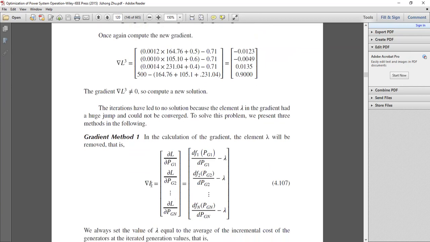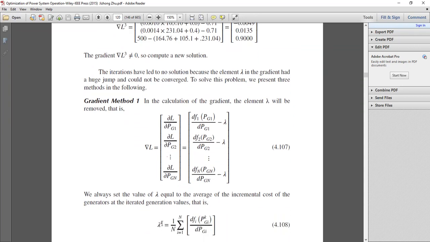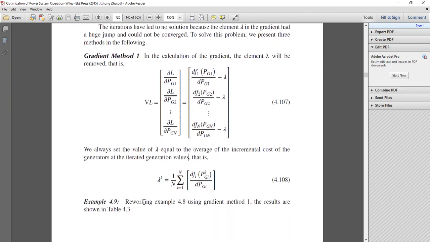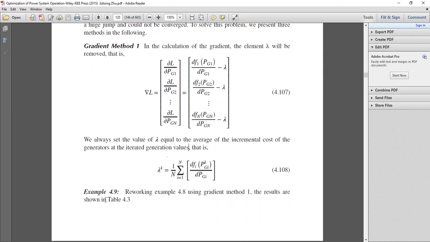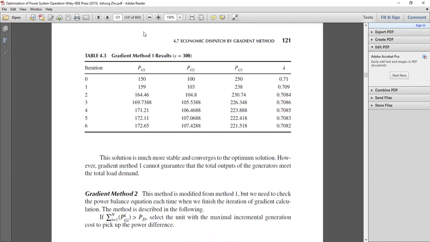So they are taking only n number of entries of del L, and the lambda is updated. You see lambda k, where k is the iteration number. Here dfi over dpgi has to be calculated at pgi k, and then they are dividing it by n. So that is the average lambda. For each iteration, they are calculating the average lambda. This is what is meant by equation 4.108. So they have reworked example 4.8 as example 4.9.